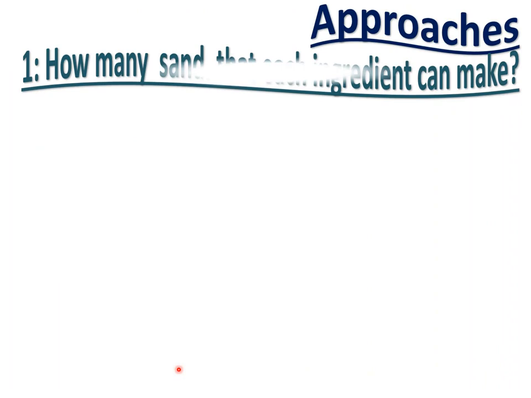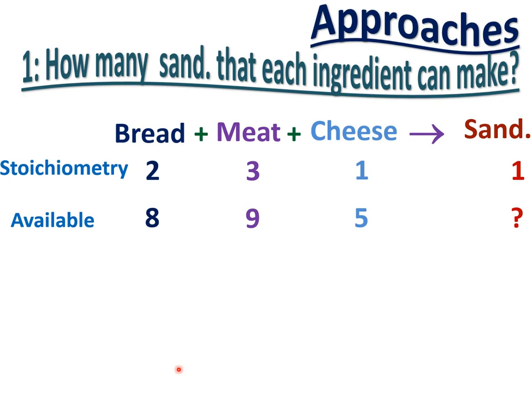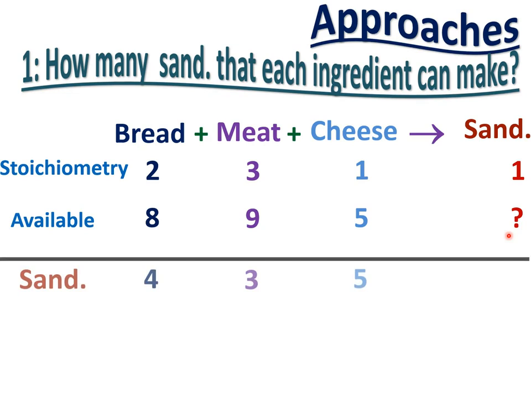As I said, this is the stoichiometry. You should keep it in mind. Next, this is the available amount that gave you 8, 9, 5. We don't know so far how many sandwiches we can make. For the sandwich, bread can make 4, meat can make 3, cheese can make 5.